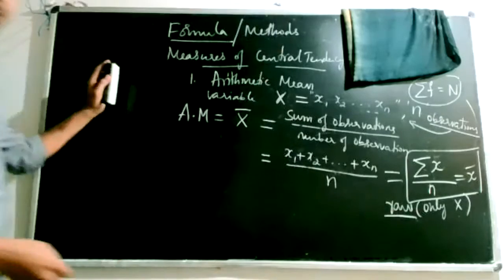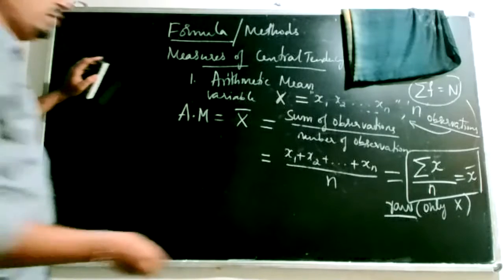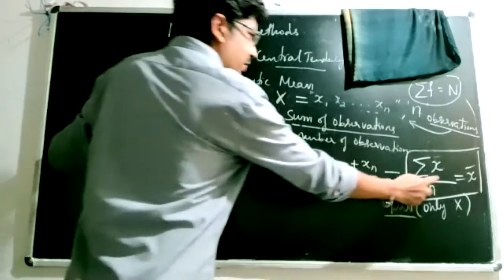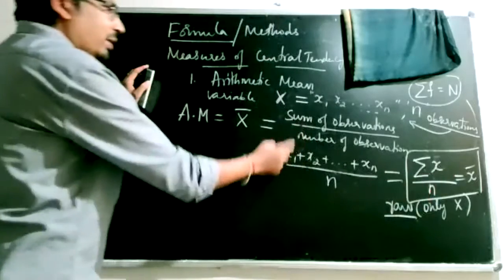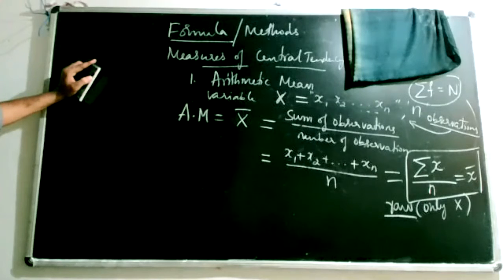Write the raw data, in brackets, when only x values are given. Raw data when only x values are given, AM is equal to x bar is equal to sigma x by n. You can write these two forms also, which act as the definition of arithmetic mean.